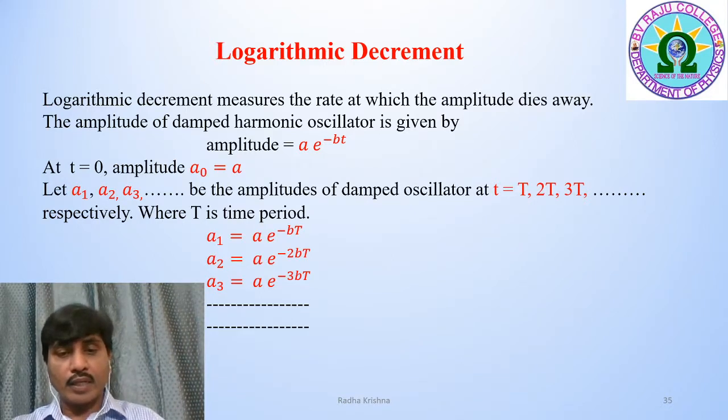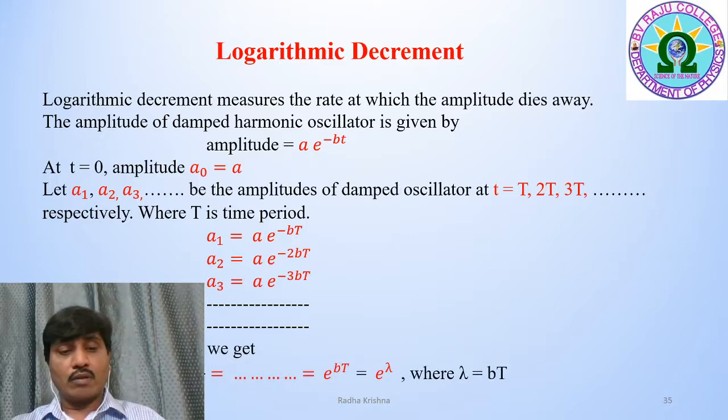After a time 3T, the amplitude A3 is equal to A0 e^(-3bT), and so on. Then if we take ratios of successive amplitudes of the damped harmonic oscillator, we get A0/A1 = A1/A2 = A2/A3 and so on, which is equal to e^(bT), that is equal to e^λ, where λ is equal to bT, where b is the damping quotient or damping constant and capital T is the time period.